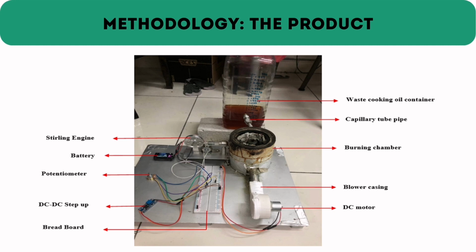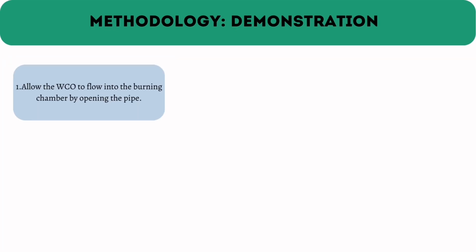Next, this is the product that we have fabricated from the CATIA design and Tinkercad. Here, we can see the cooking oil container used to store the waste cooking oil, and the capillary tube pipe to keep the oil flowing to the burning chamber. The blower casing and DC motor provide air into the burning chamber to help the burning process. As for the electrical part, we can see the Stirling engine being used to generate electricity as the heat from the chamber is supplied to it. And lastly, the potentiometer is used to control the DC motor speed.